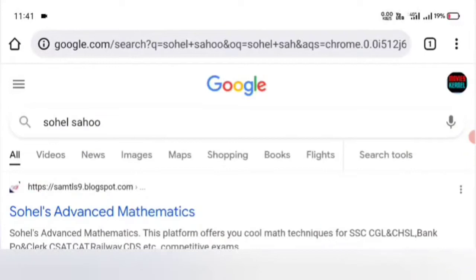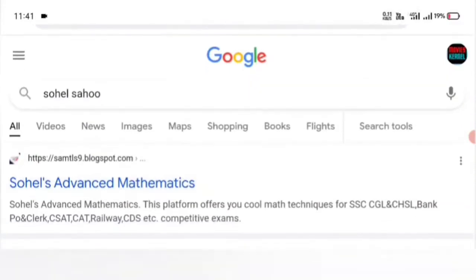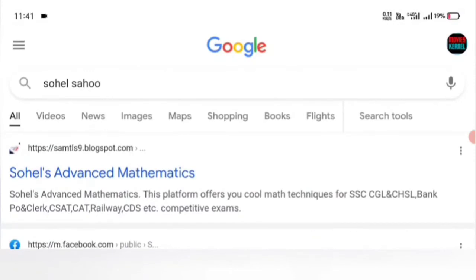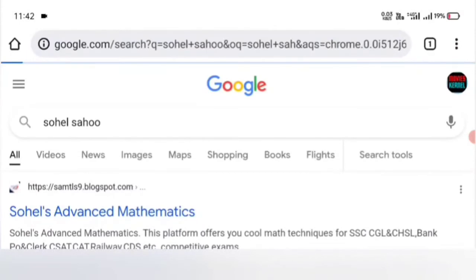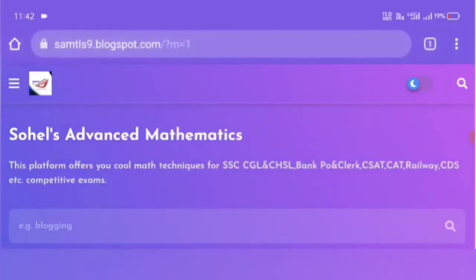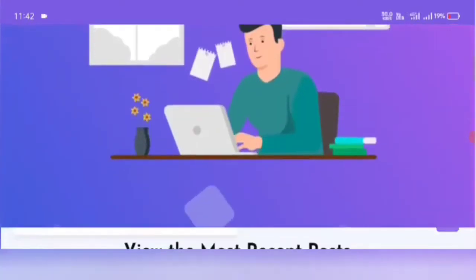Okay, so first Google my name, Sohel Saho, and then go to the first website that comes in front of you, named Sohel's Advanced Mathematics. Right click on it, then the website opens. Right, make a visit on this website.